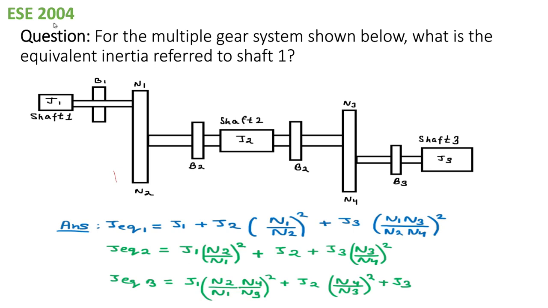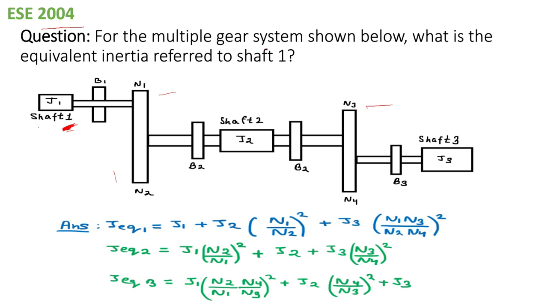Okay, so now we have a question from ESE 2004, and here instead of one we have two gears. So for the multiple gear system shown below, what is the equivalent inertia referred to the shaft 1? So you have to find equivalent inertia referred to this shaft. See, it was an MCQ, meaning there were multiple options, but I have changed this question a little bit to give you the idea of how to find J equivalent in such cases.